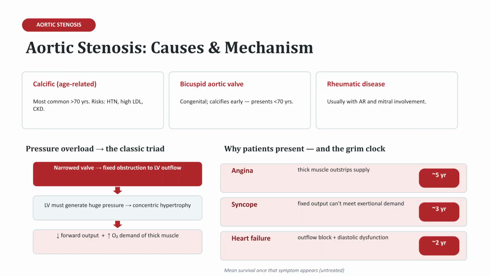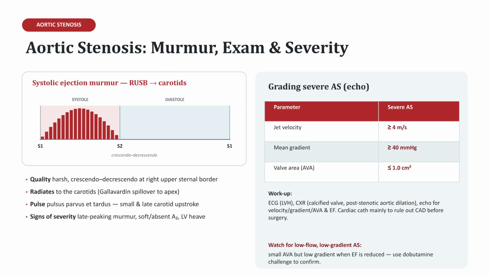Aortic stenosis is primarily a disease of aging and calcification. It causes pressure overload, leading to left ventricular hypertrophy. Symptoms like angina, syncope, and heart failure are ominous, starting a survival clock for untreated patients. Physically, look for a harsh, late-peaking murmur at the right upper sternal border. A key sign of severity is, quote, pulsus parvus et tardus, a small, late carotid upstroke.